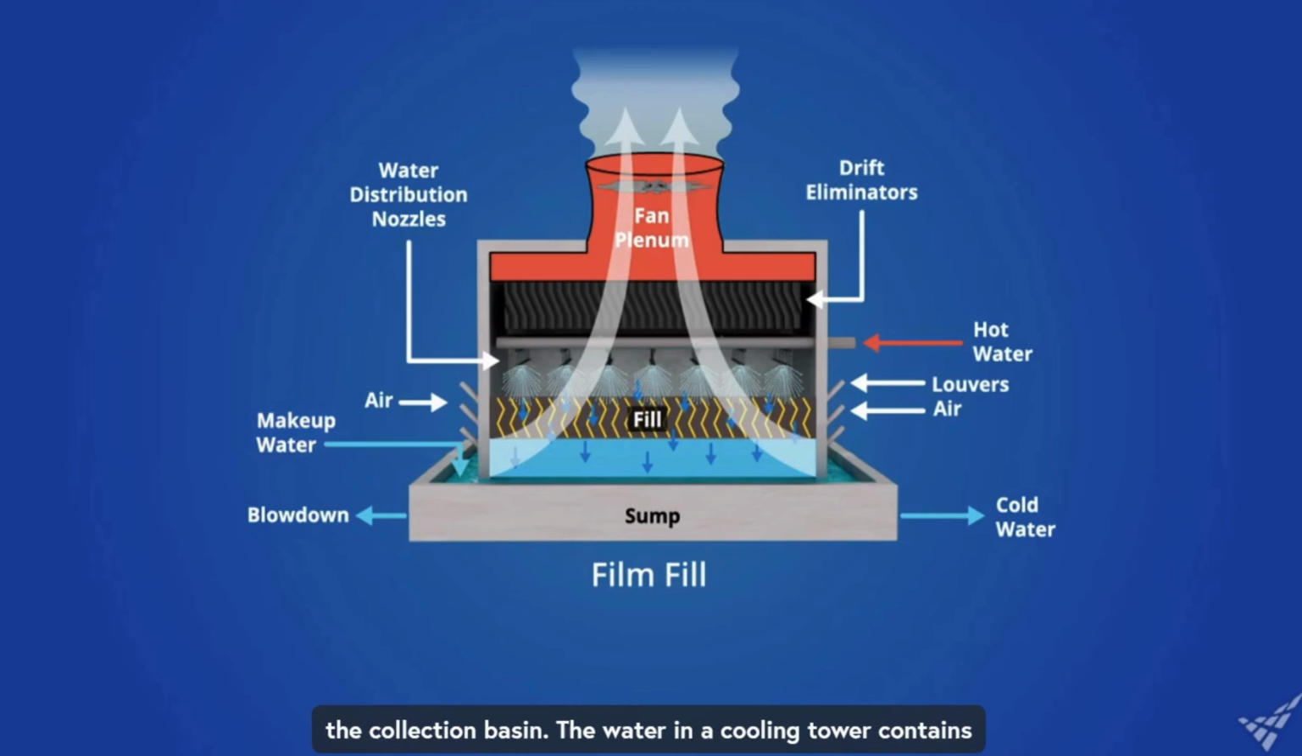The water in a cooling tower contains impurities. As water in the tower evaporates, the concentration of the impurities increases and can lead to problems. To control the concentration of impurities, water is periodically discharged from the catch basin through a blowdown line. This water is then replaced with relatively clean water through the makeup line.